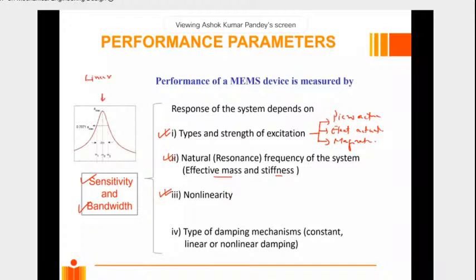But when you talk about non-linearity, it means that you are exciting your structure at a little bit higher energy, right? So this is what is called your non-linearity. And then you get your damping, different damping mechanisms. Whether that damping is linear, constant, or non-linear, you need to consider that.